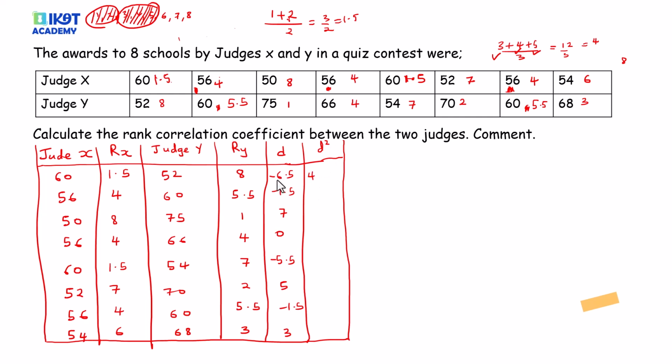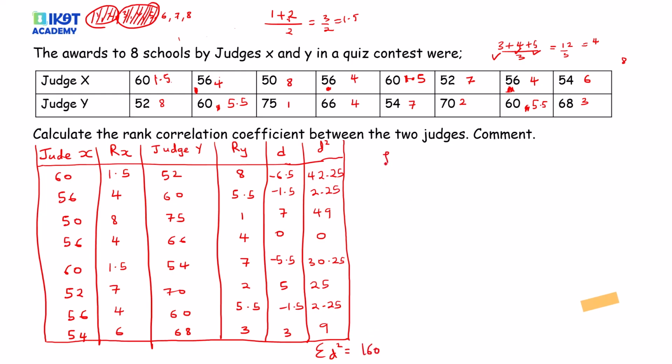So here we come and now square each of these. So we get 42.25. Here we get 2.25. Then 49, 0, 30.25. Then 25, 2.25, then 9. So now we get the summation of this squared. This is going to be 160.